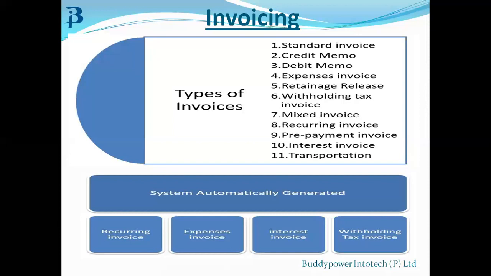And then you have your transportation invoices, which are basically your freight payment. Suppose you're shipping your goods, that comes under transportation. As you see, the invoices the system automatically generates are your recurring invoice, your expense invoice, your interest invoices, which I just mentioned, and your withholding tax invoices, wherein you have an option to set these to automatic, and the system starts generating them once you set those options, right? So this is what it is.